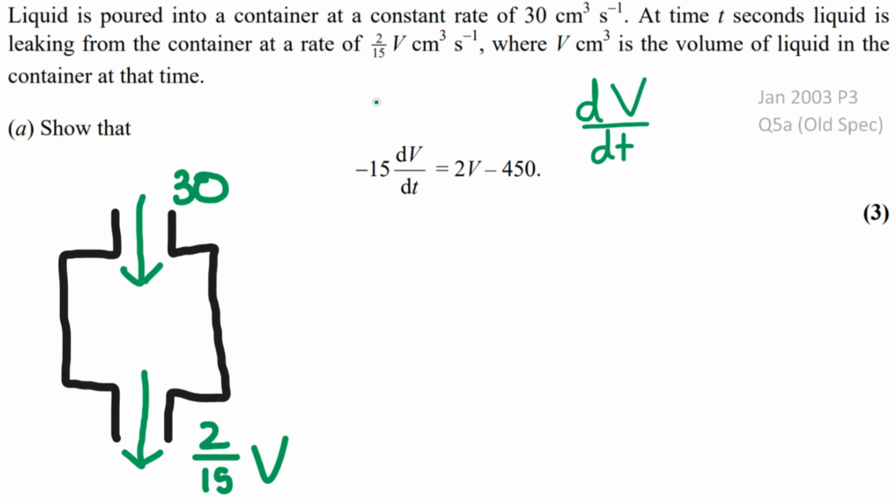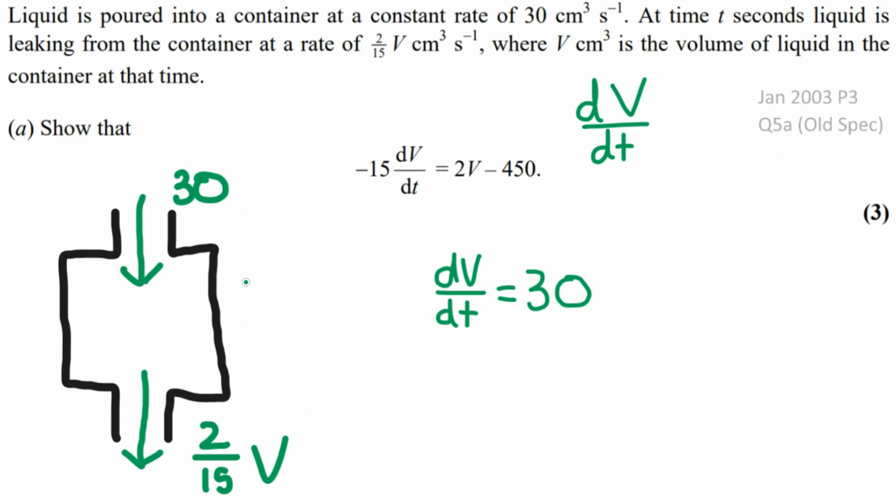Another clue that it's the volume that these are affecting is when you look at the rates, they're written in terms of centimeters cubed, and remember that centimeters cubed is volume. If it was centimeters squared, for example, this would be area, but as it's centimeters cubed, this is volume here. So when we're writing a differential equation for dV over dt, we need to consider both of these factors because they're both simultaneously affecting the volume.